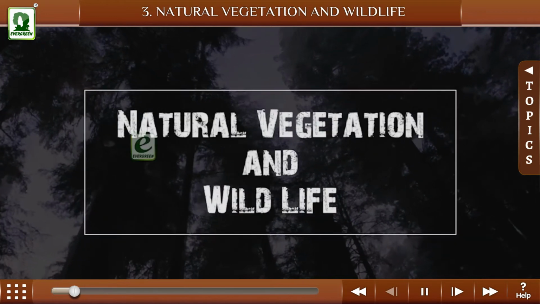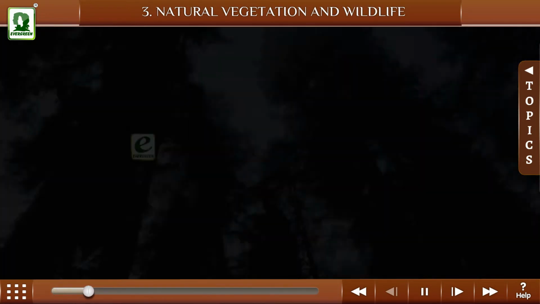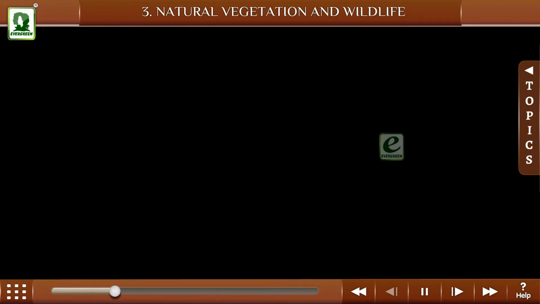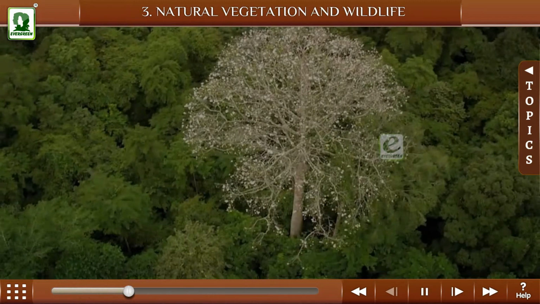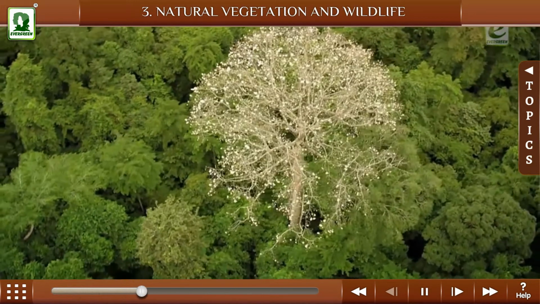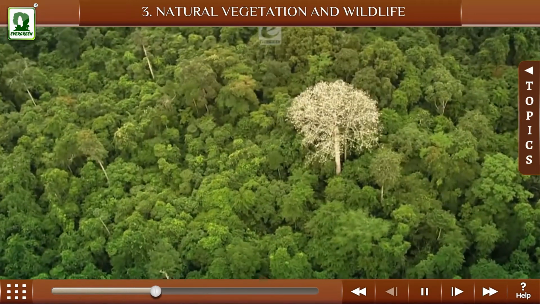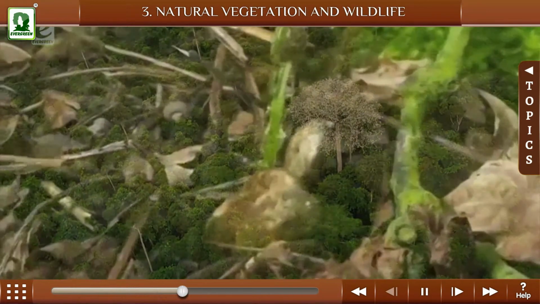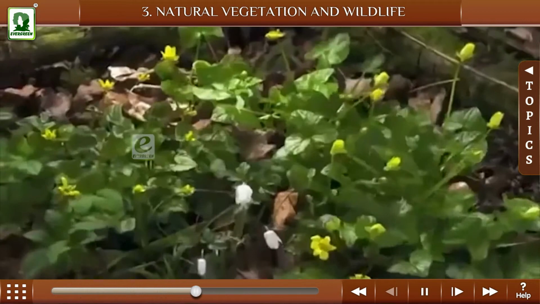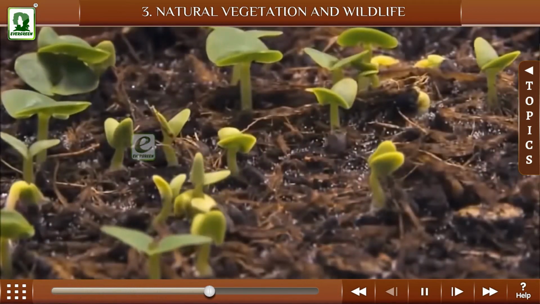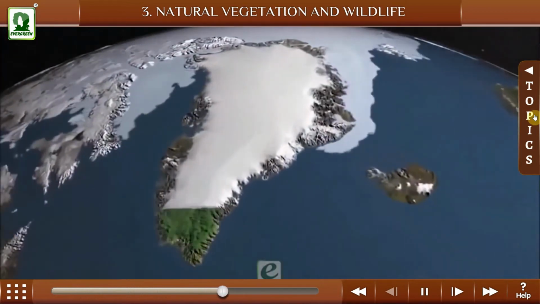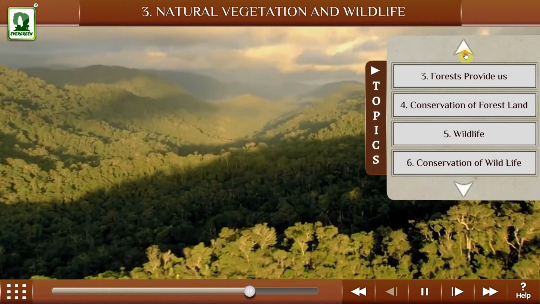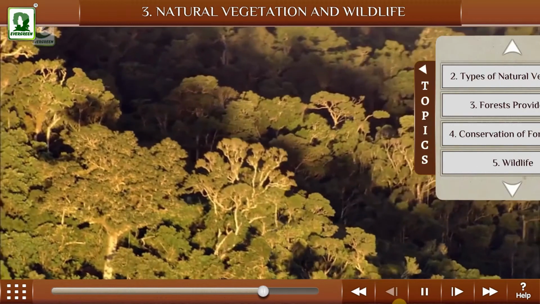Natural vegetation and wildlife. Natural vegetation. Natural vegetation consists of plants which grow naturally without the help of human beings. Due to a variety of climates, soil and altitude, a wide range of natural vegetation grows on the earth and forms jungles and forests.